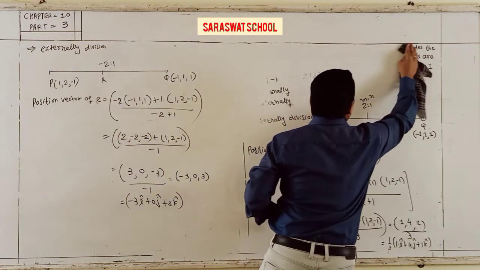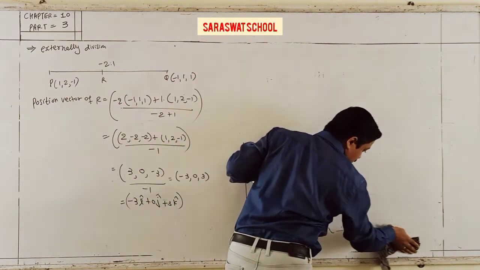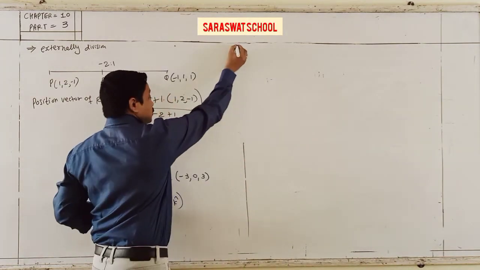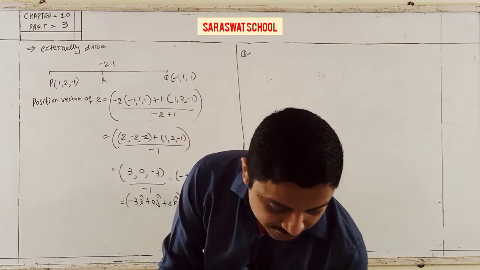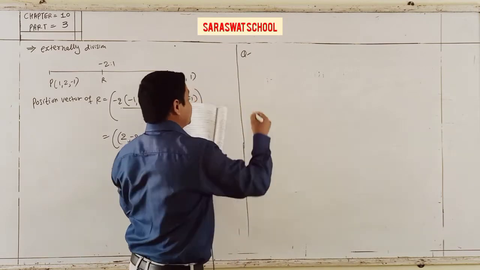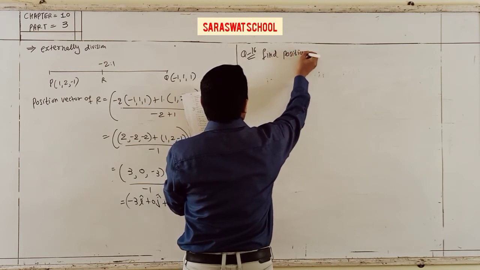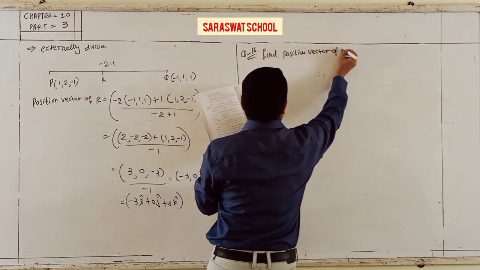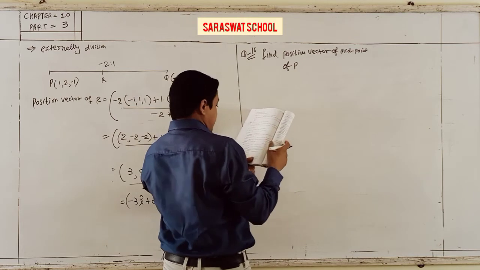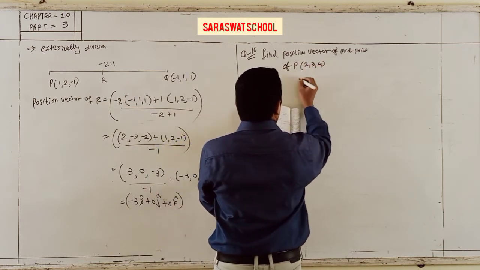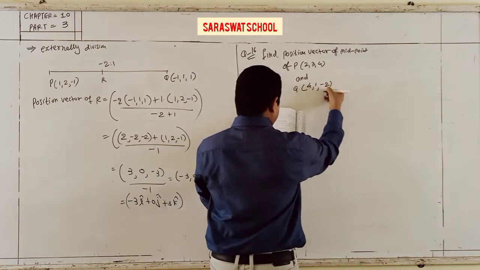Now the 16th one. Question 16 is asking for the midpoint, the position vector of the midpoint. Two points are given and we have to find the position vector of the midpoint of P and Q. P is 2 3 4 and Q is 4 1 minus 2.